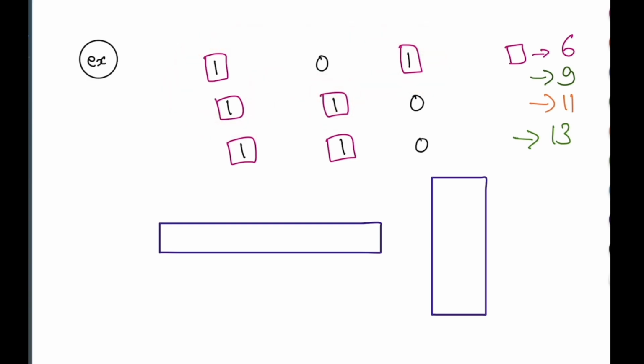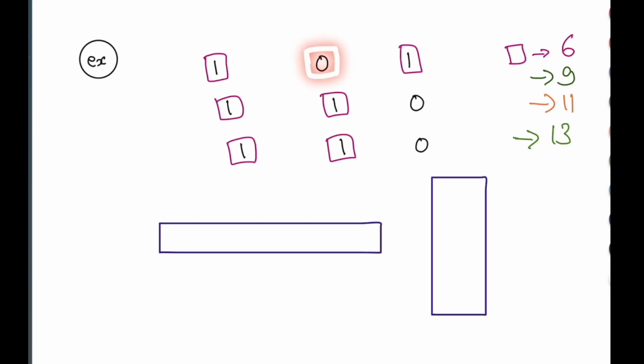What is the height of this element and what is the width of this element? See, if I talk about the height, I can say that the height is 2. It can form a rectangle of height 2, right? But the problem is, we are also going to see those elements whose values are 1.